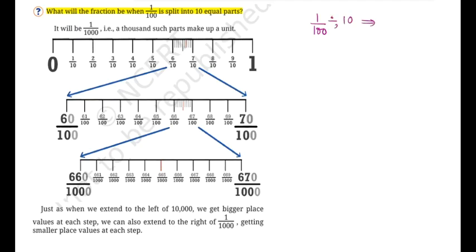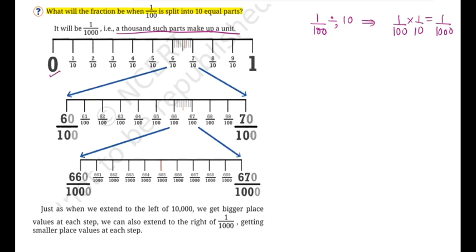So when you divide it by 10, you will say 1 by 100. Converting the division sign into multiplication, you multiply with the reciprocal. So it will be 1,000th, right? So 1,000 such parts make up a unit.